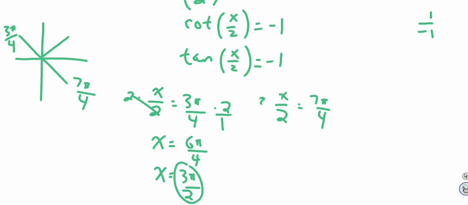And then we're going to multiply by 2. And once again, I'll do it the same way. So we'll have 14 pi over 4, and we can simplify that to 7 pi over 2. That's our second answer.